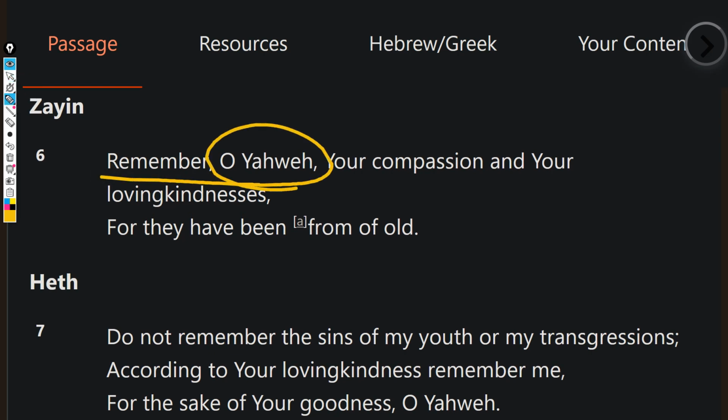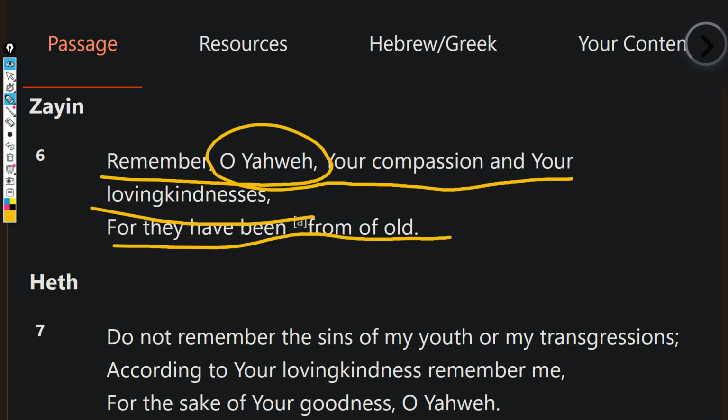Remember, O Yahweh, remember God, your compassion and your loving kindness, for they have been from old. Now, initially that sounds a little weird, funky to me at least, but to know what has been in the past, in America specifically, and in today's culture and generation, we have a hatred for the old because we want to build and then just create new, and try to destroy what's already been created.